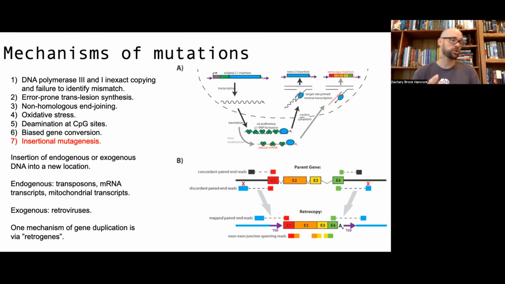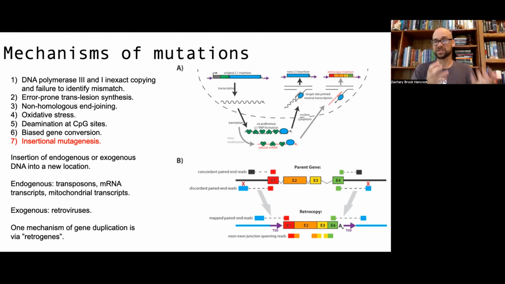In fact, insertional mutagenesis is one important mechanism of gene duplication. Originally you have a gene region that gets transcribed into mRNA, and that mRNA should then get processed. All the introns get spliced out, the exons get pieced together, and it should leave the nucleus and get translated. However, occasionally, the pre-processed mRNA can get picked up by reverse transcriptase and inserted someplace else. And this leads to a duplication of that gene.